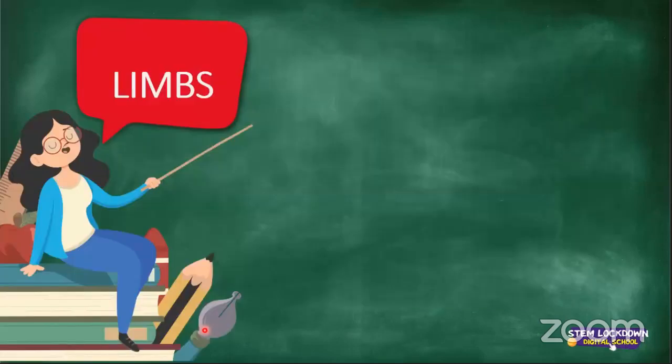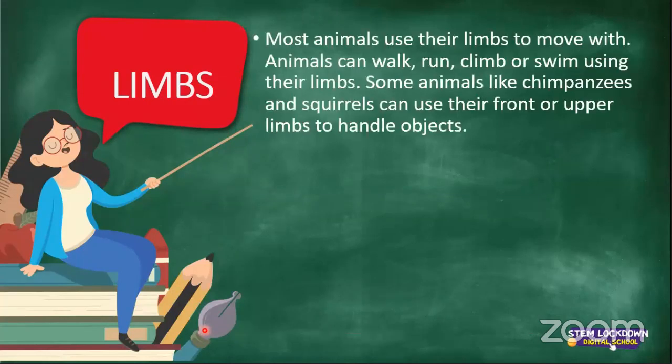Okay, the next thing we are going to look at is limbs. Most animals use their limbs to move with, so do we. Animals can walk and run and climb or swim using their limbs. Some animals, like chimpanzees and squirrels, can use their front or their upper limbs to handle objects.